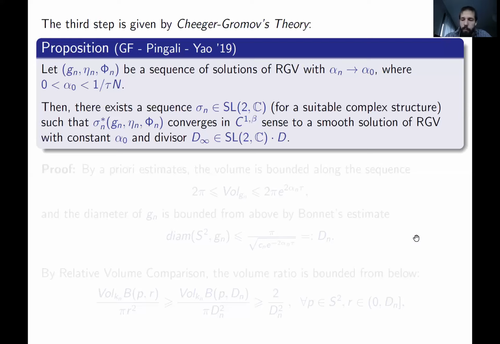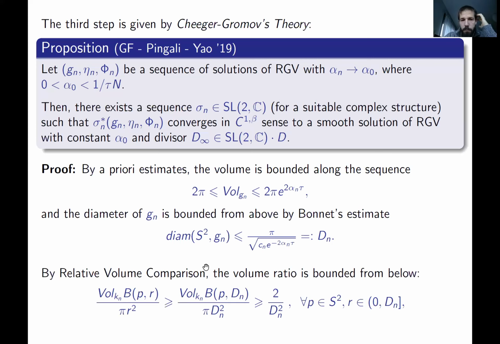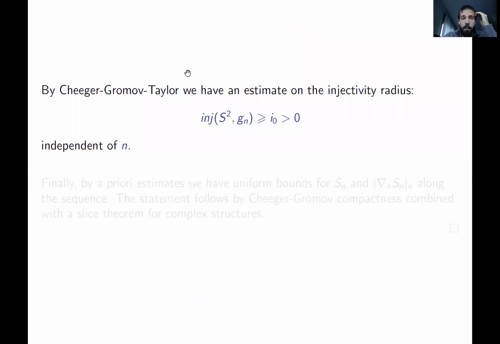And now let me just in one minute comment on the proof, but essentially it amounts to applying Cheeger-Gromov theory. So by the a priori estimates, the volume is bounded along the sequence by these inequalities, and the diameter of g_n is also bounded by Bonnet's estimate, like this. Now, by the relative volume comparison theorem, the volume ratio of the ball of g_n, sorry, this is a typo, divided by pi r squared is bigger or equal than 2 divided by the diameter squared. Then by Cheeger-Gromov-Taylor, we have an estimate on the injectivity radius, which remains positive, and this is independent of n.